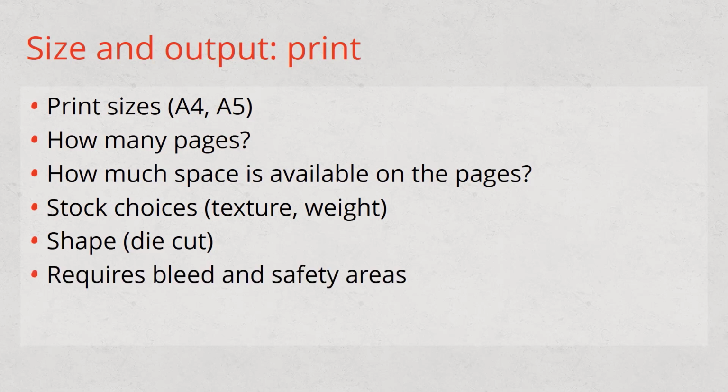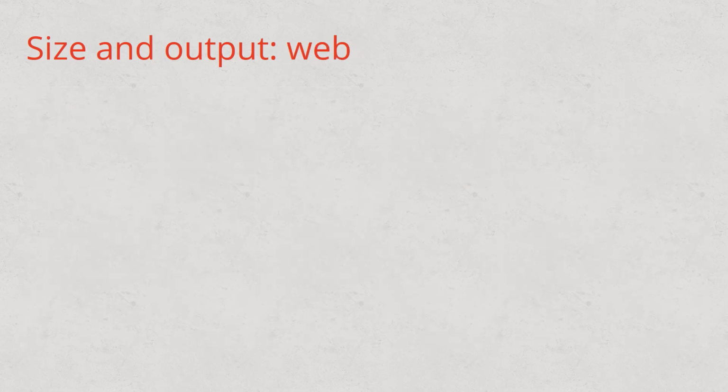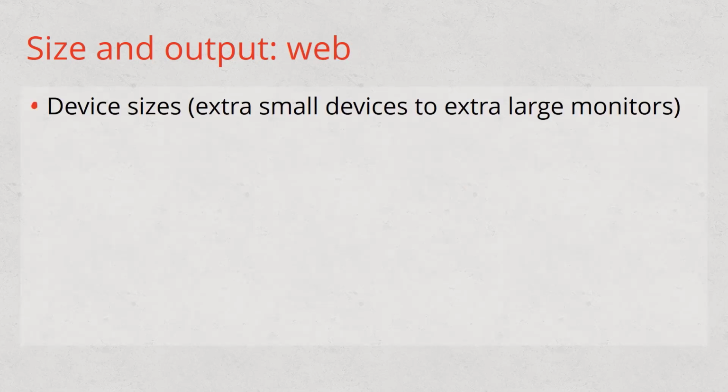Now, the other thing you have to consider in print design is bleed and safety areas, so that you're not printing something and then it gets chopped off when the design is cropped. Now contrast that with designing for the web. Your device sizes dictate how big the design is going to be. So instead of A4 or A5, your user will have different device sizes, and they vary enormously.